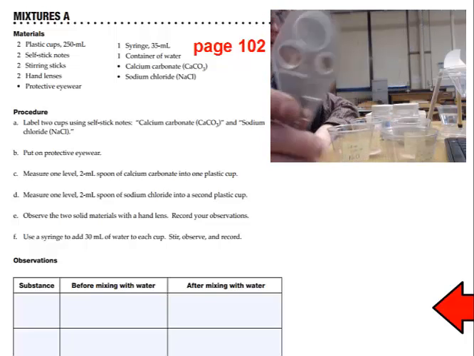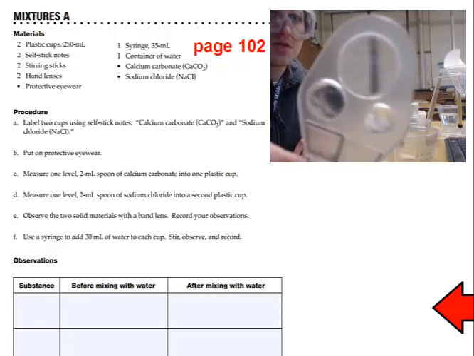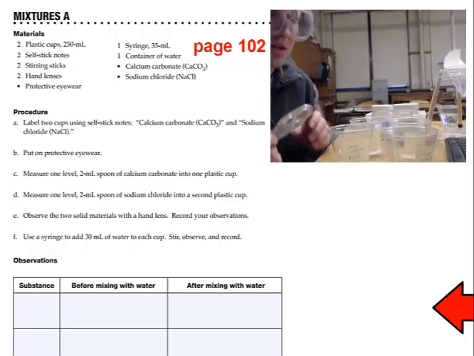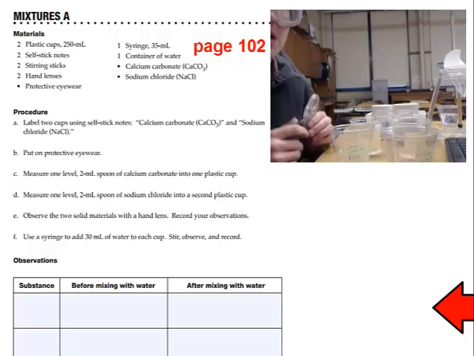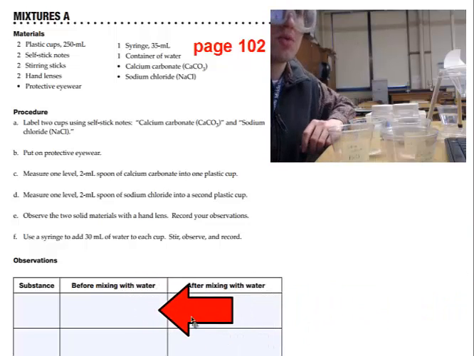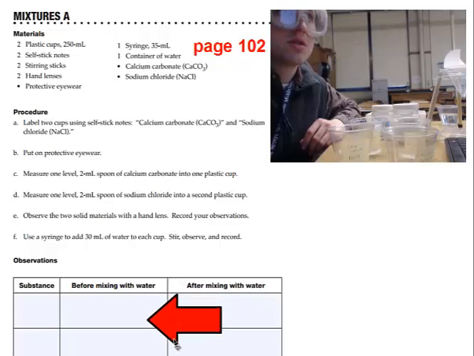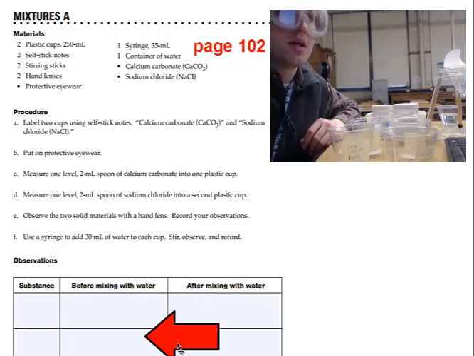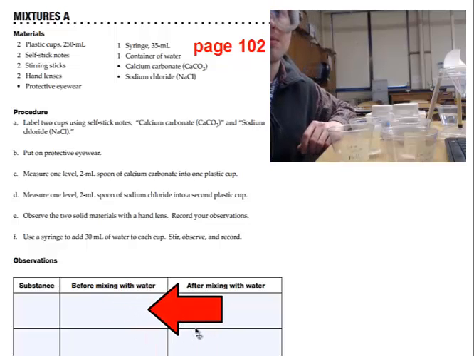Then, using the magnifying glass of science, you're going to observe each substance very carefully. Just take a look, and you're going to record your observations before mixing them with water in your data table on page 102. You can see the red arrow. Record your substances and what you see using the magnifying glass.